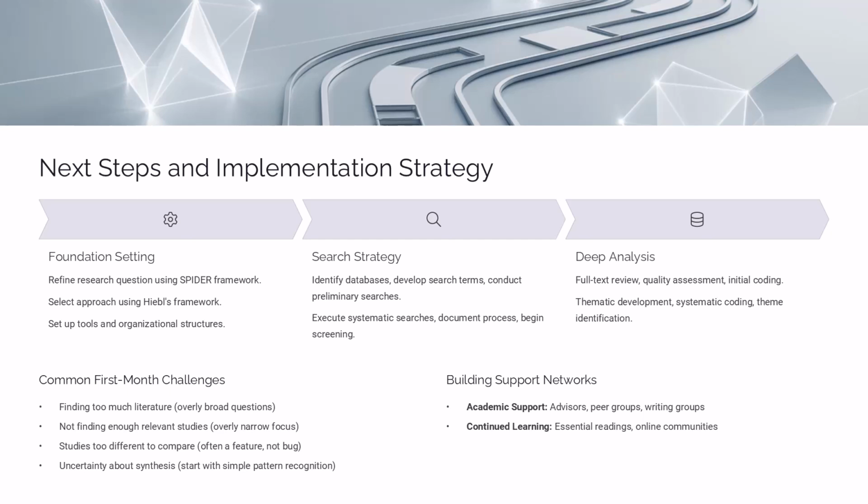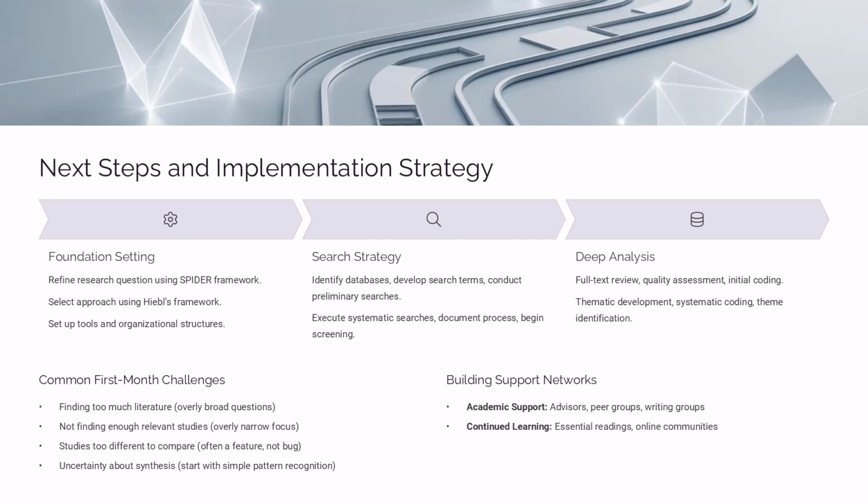Next, focus on developing your search strategy, identifying relevant databases, developing search term combinations, conducting preliminary searches, and refining terms based on results. Execute systematic searches, documenting your process meticulously, beginning with initial screening and setting up tracking systems. Next, conduct a deep dive analysis by focusing on full text review, quality assessment, initial coding, and pattern identification. Conduct thematic development, systematic coding, theme identification, and drafting theme definitions.